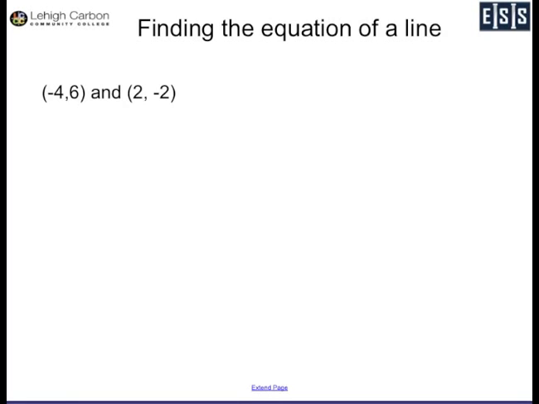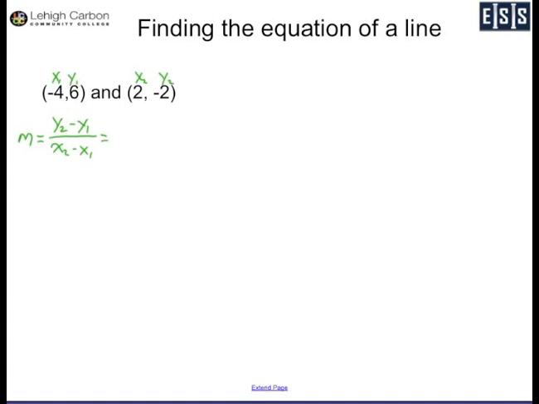For this example, we are just given 2 points. So again, I need to start by finding my slope. And this time I'm going to use my slope formula, y2 minus y1 over x2 minus x1. This is my first point, so I'll call it x1, y1. And then my second point, x2, y2.